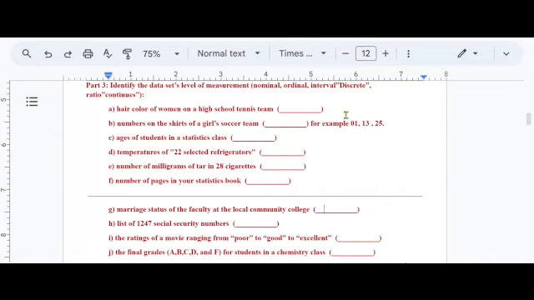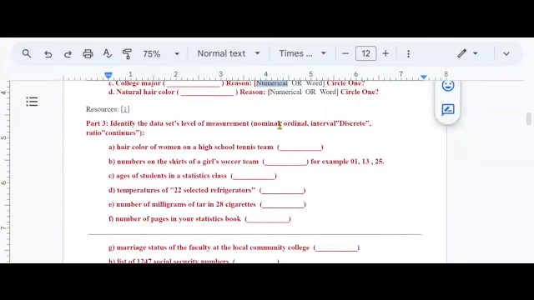Now, a word or letter, what type of word or letter? Is it going to be nominal or ordinal? Nominal. Why? Because order doesn't matter. Like married, divorced, single. Does the order matter here? No. Okay, so up to here, is everything clear?